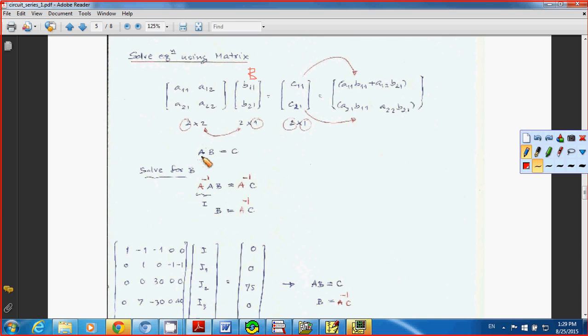You have matrix A multiplied by B equal to C, and if you want to find B, you multiply both sides of the equation by A inverse. So A inverse multiplied by A gives you the identity matrix, and I multiplied by B gives you B. It comes back to be the same. That's why we call it the identity matrix. And then you also multiply A inverse by C and that gives you B.